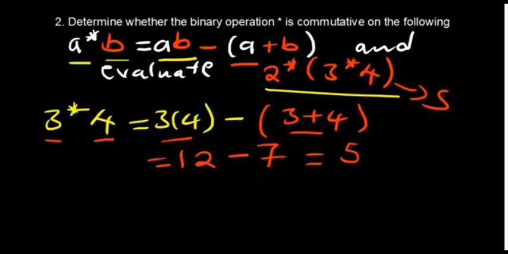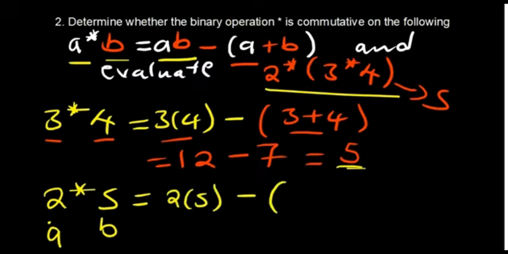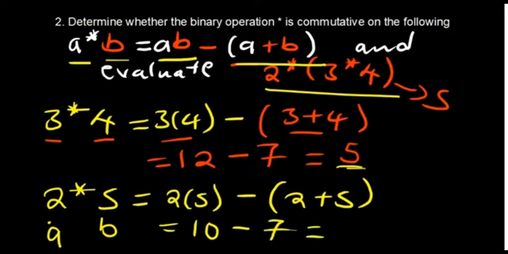We can now find the next part. So we are going to have now 2 star 5. The 5 represents everything in the brackets because that is the result we got. Again, we go back to our equation. It's A times B. Our A in this case is 2 and our B is 5. So we have 2 multiplied by 5 minus, in the brackets, A plus B. So 2 times 5 is 10. Then in the brackets we have 2 plus 5, which is 7. So 10 minus 7 is 3. So we've evaluated that. Okay.